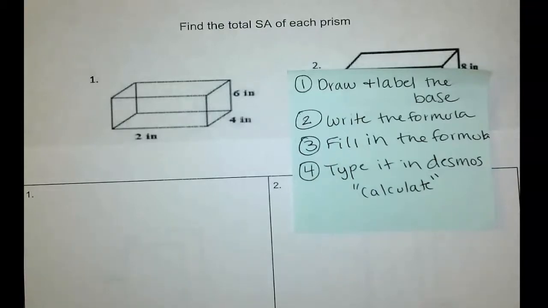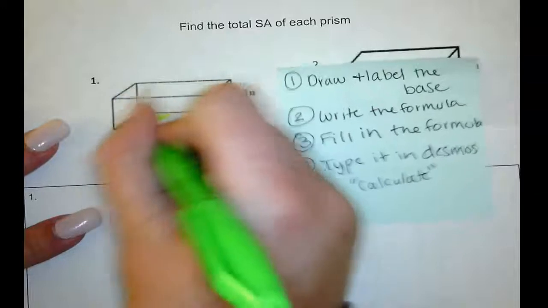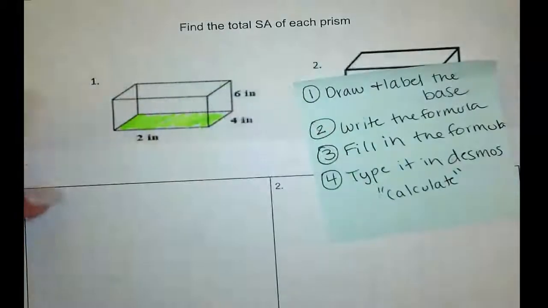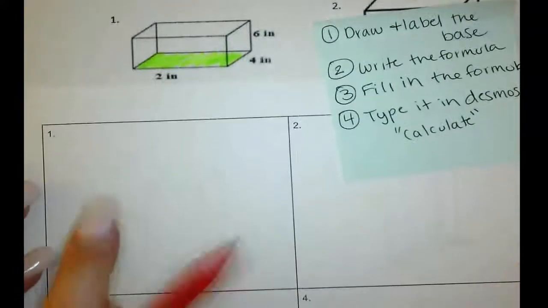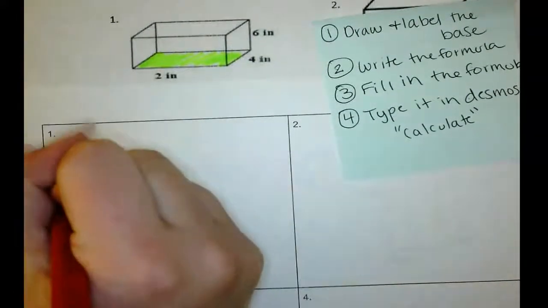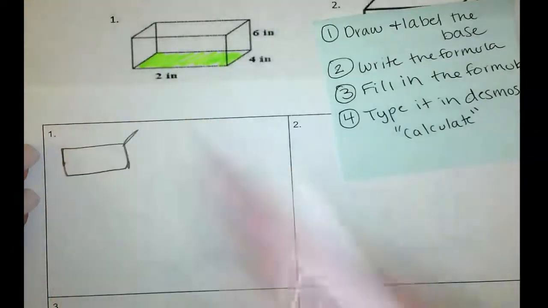I like to think of the base as the bottom. I know it's not always the bottom, but on a rectangular prism, it can be. So I'm going to use this base right here and draw that on my paper. It's okay if you don't have a highlighter. In box 1, you're going to draw a rectangle, and you're going to draw a line for the height.